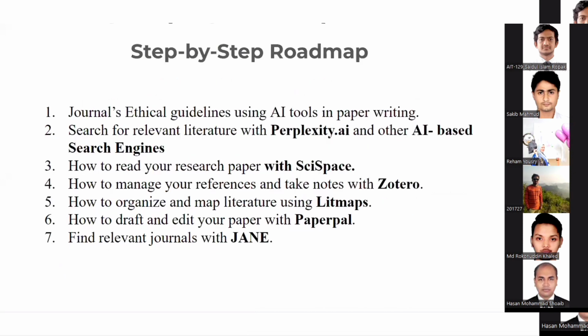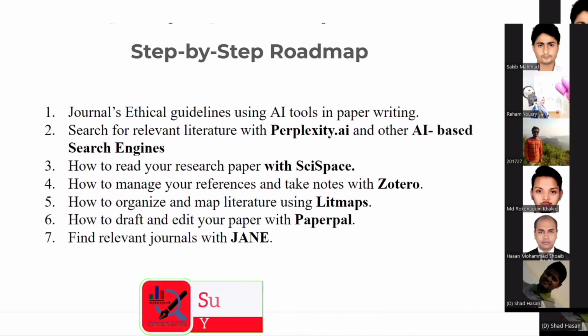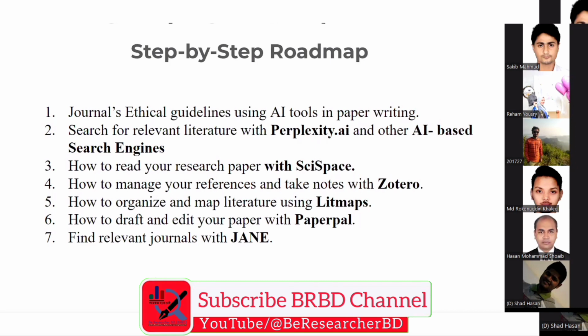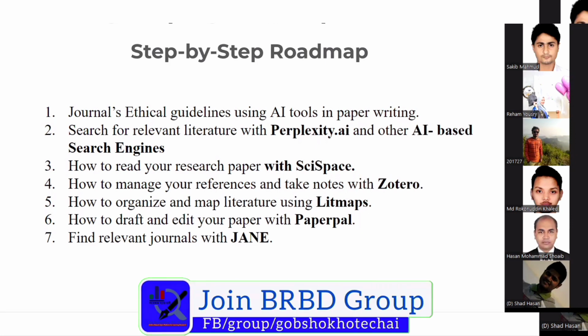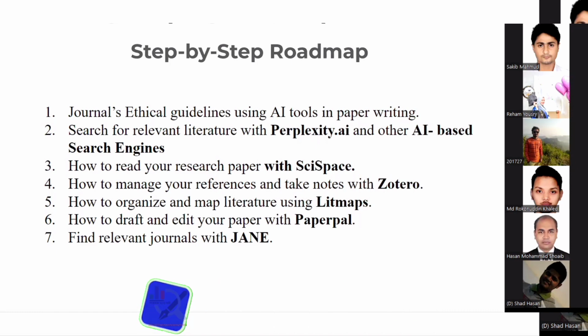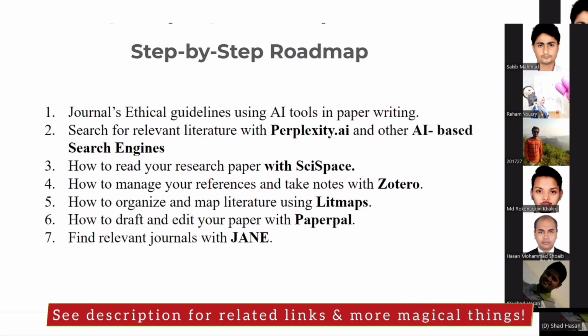So this is a step-by-step roadmap which we will use during my presentation. We will first discuss the ethical issues and guidelines related to the different AI tools that we use in paper writing. Then we will use perplexity.ai for searching the relevant literature and understanding the research topic. Then we will use SciSpace to read the research paper. At the first step, we will use the reference manager Zotero, which will act as both a collection of research papers and a note-taking app. And then we will find the literature with the help of Litmaps, write the paper with Paperpal, and find the journal with Jane Journal Finder.